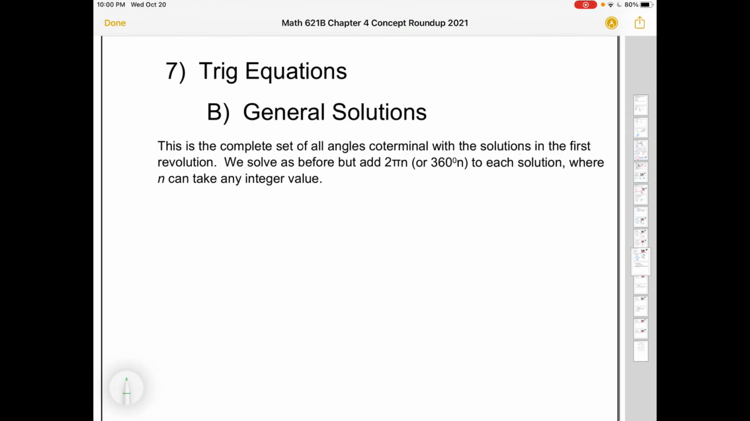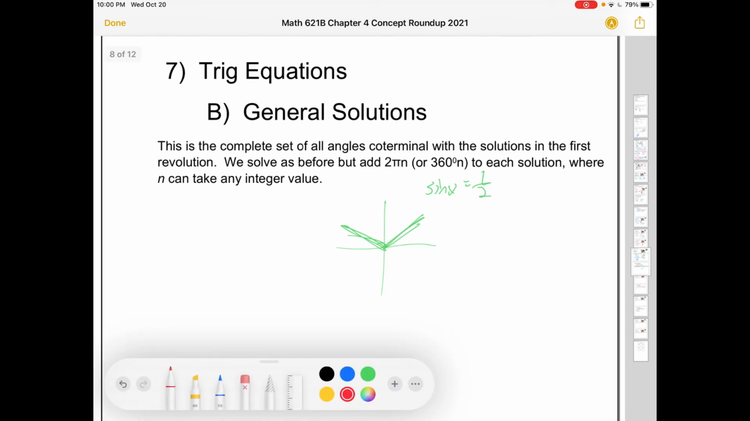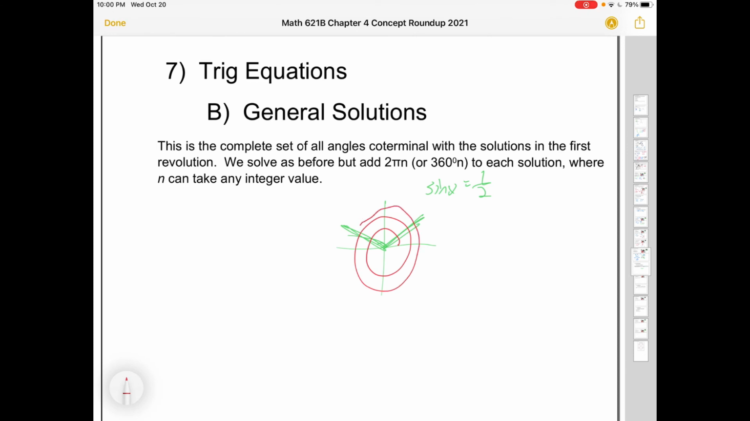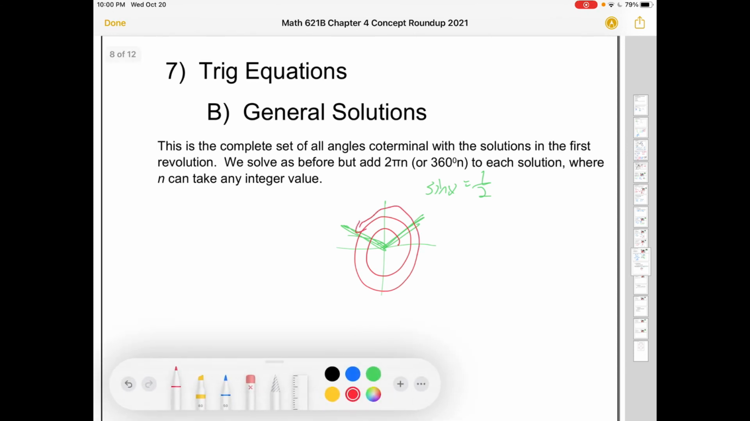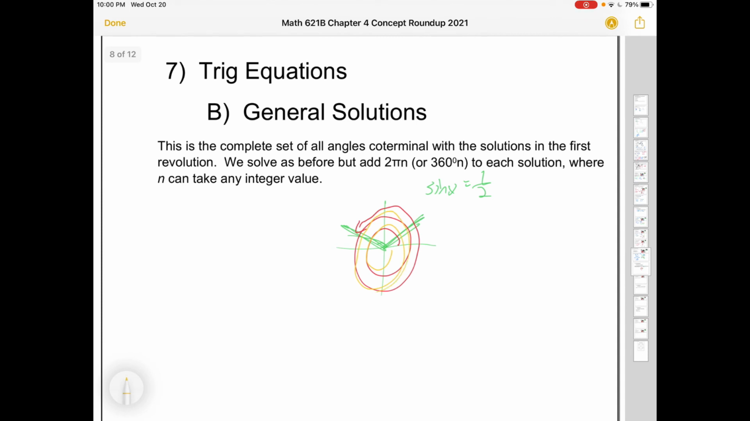The next thing we'll look at is general solutions. So really, if I say, like, where is sine x equal to a half? There's this angle of 30 and this angle of 150. But if I don't restrict the domain, those also have an infinite number of coterminal buddies. Like, it could be there, or I could be talking about this one. So we can't write down infinitely many answers. That would be ridiculous. But we can make an expression that represents all the different answers.